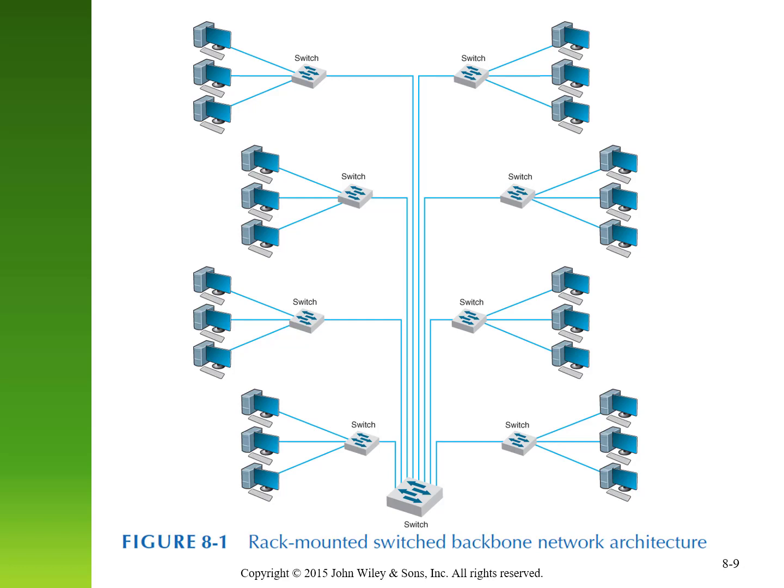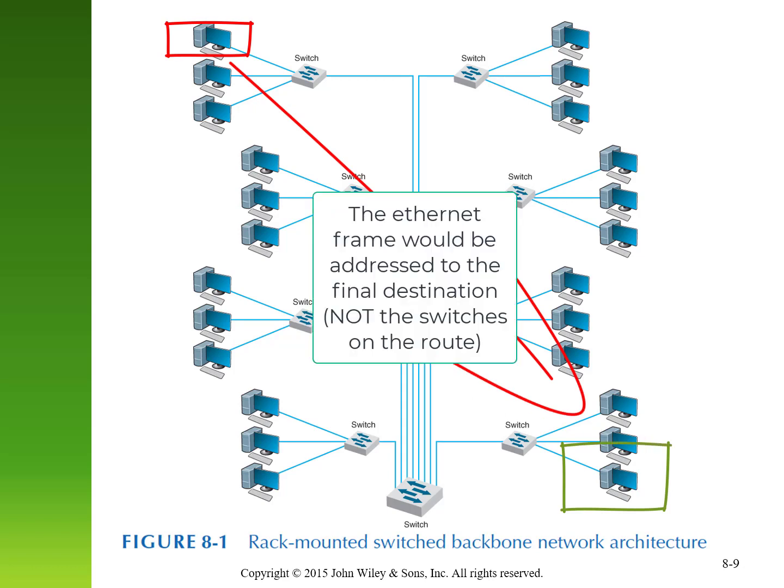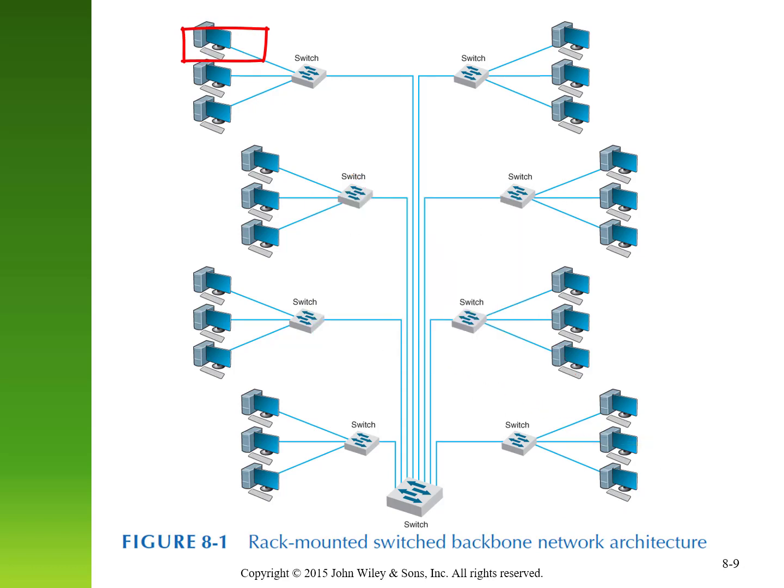So in this case, if a piece of information wanted to flow from the upper left local area network to the bottom right local area network, a computer in the top left would address a message with the Ethernet address for a computer in the lower right. That frame would be received by its switch. The switch in the upper left would send that Ethernet frame to the parent switch. The parent switch sitting in the middle would send that Ethernet frame to the switch in the lower right, and the lower right switch would send that packet to the appropriate computer on its local area network.